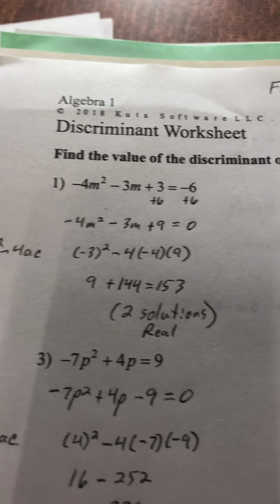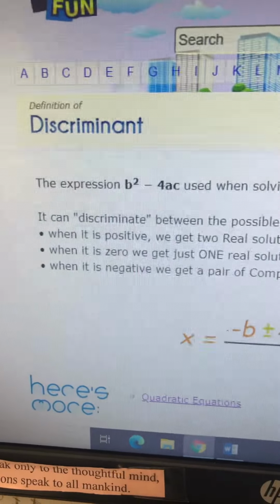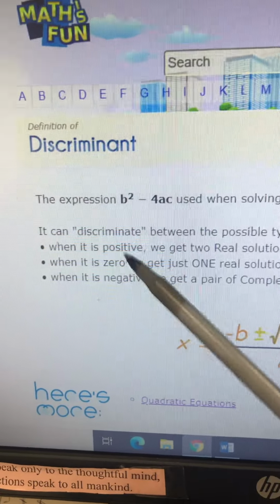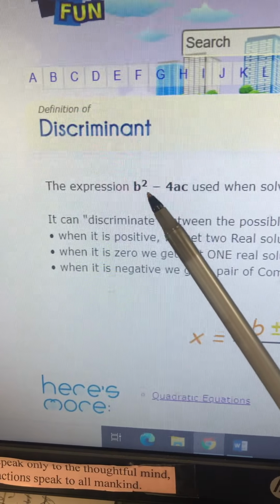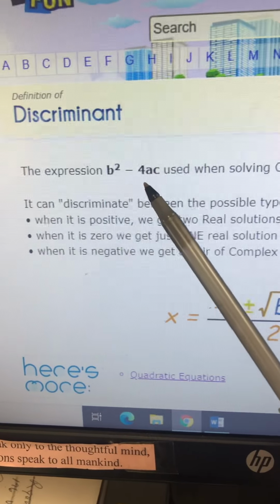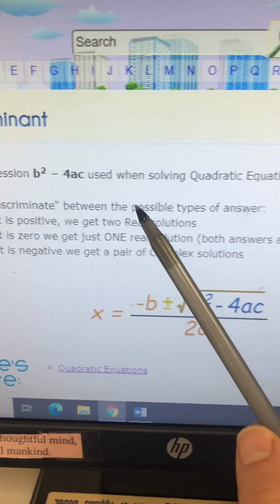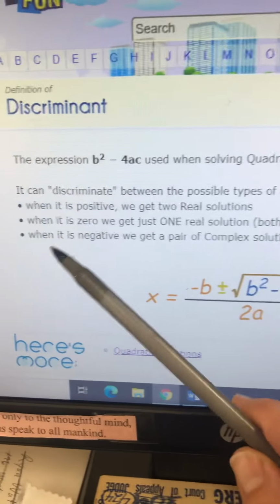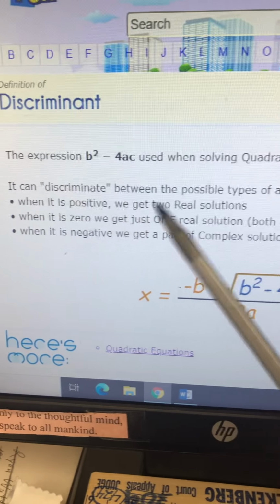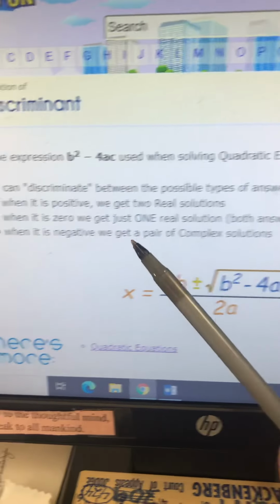And the discriminant, what does this mean? Let's look at a definition here real quick. Discriminants, it's the expression, this is coming out of your quadratic formula, that b squared minus 4ac, used when solving quadratic equations. It can discriminate between the possible types of answer.